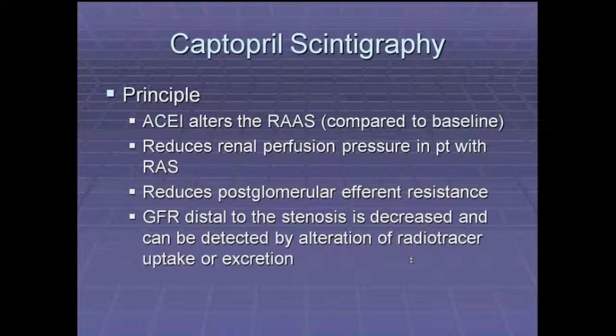How about nuclear scintigraphy, right? The principle is that you give an ACE inhibitor, it alters the renin-angiotensin-aldosterone system compared to the baseline. It reduces the renal perfusion pressure in a patient with renal artery stenosis and therefore reduces the glomerular resistance and leads to hypoperfusion and differences in radiotracer uptake, right?